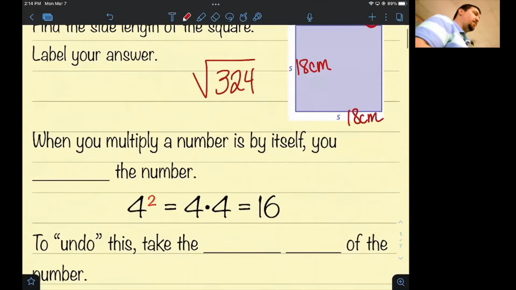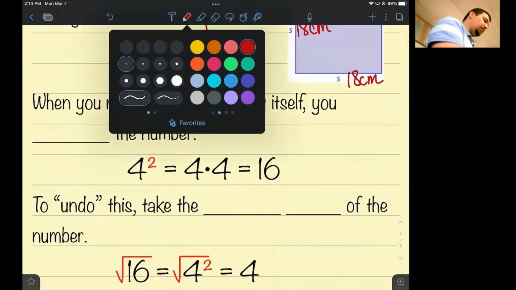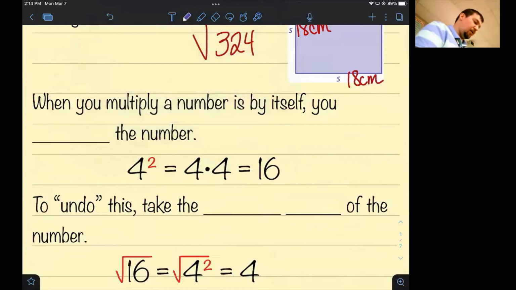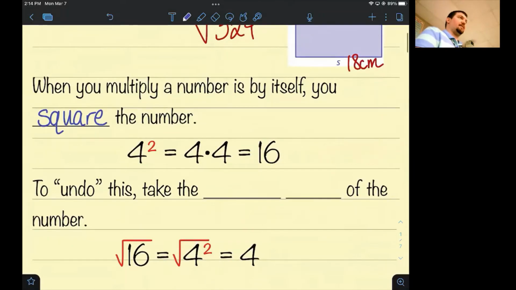So let's get into our vocab for this first section. When you multiply a number by itself, you are squaring that number. So 4 squared equals 4 times 4, which equals 16. You guys know that. That's not what today's lesson is over. Today's lesson is going to focus more on the inverse of that, square rooting a number. To undo this, you take the square root. The square root of 16 is the square root of 4 squared, which is 4. So squaring and square rooting are inverses.